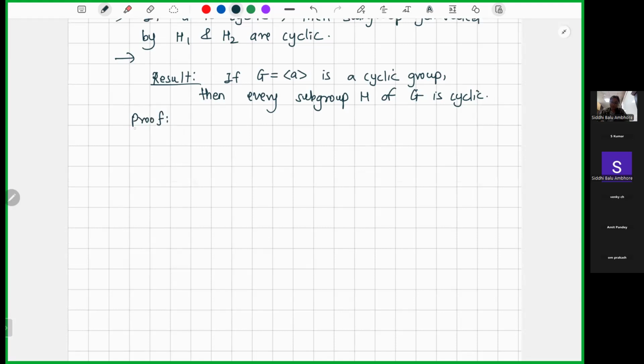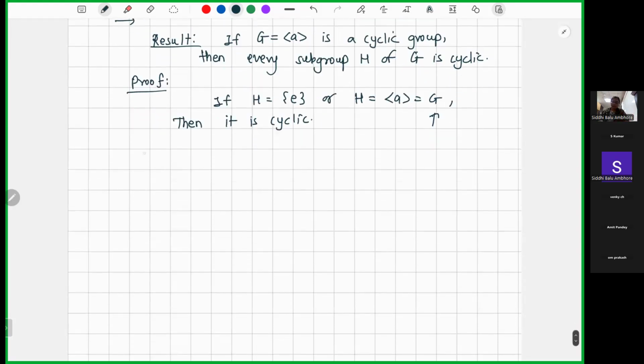If H is the identity, or if H is G itself, then it is cyclic anyway. That's not a problem, because G itself is cyclic, and the identity E is cyclic, generated by E. That's it. But now suppose H is a proper subgroup of G.